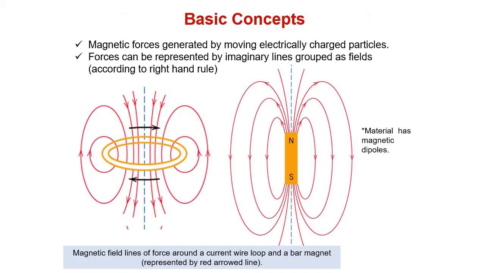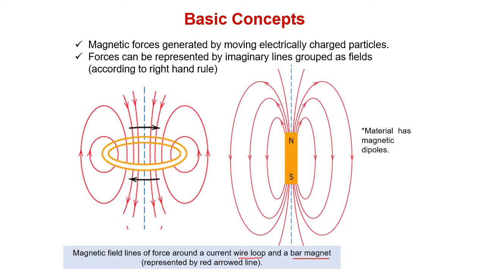Basic concepts of magnetic properties. Magnetic force is generated by moving electrically charged particles. Forces can be represented by imaginary lines grouped as fields according to the right-hand rule. So this is the magnetic field line of force around the current wire loop and a bar magnet.